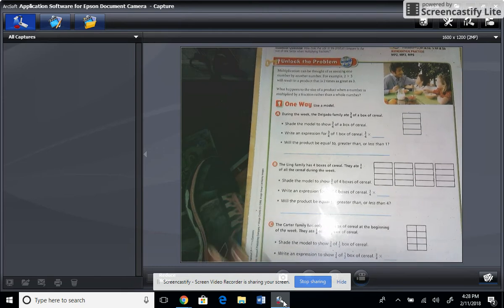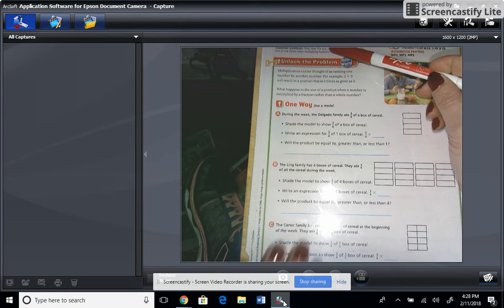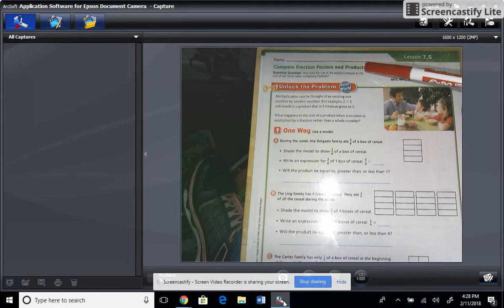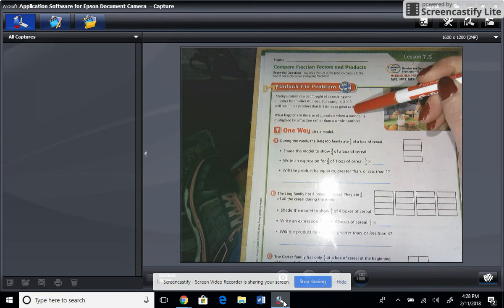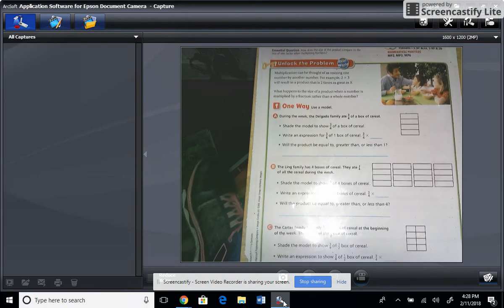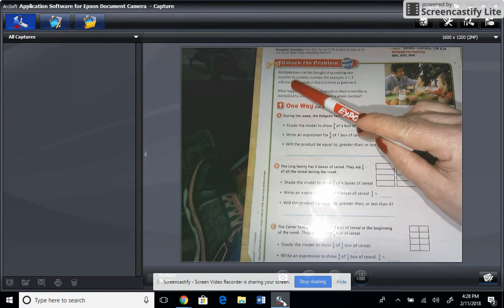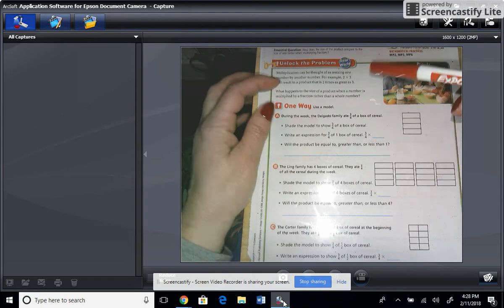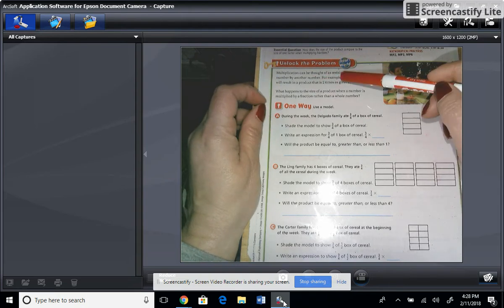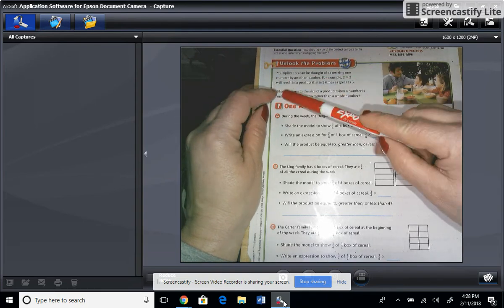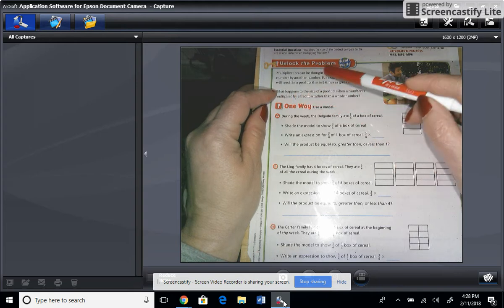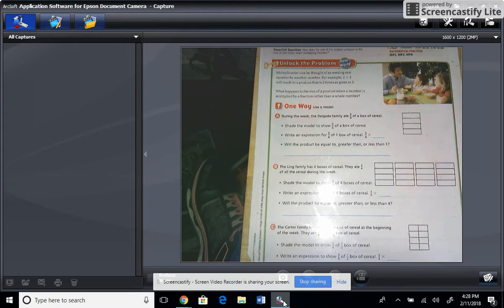Okay, guys, this is going to help us kind of check our work. So we're going to compare fractions, factors, and products. We know the factors are the two things that we're multiplying to get the product. The product is the answer of a multiplication problem, whether it's a whole number or a fraction or decimal. Multiplication can be thought of as resizing one number by another number. For example, 2 times 3 will result in a product that is 2 times greater than 3.